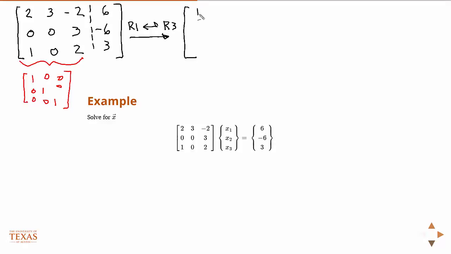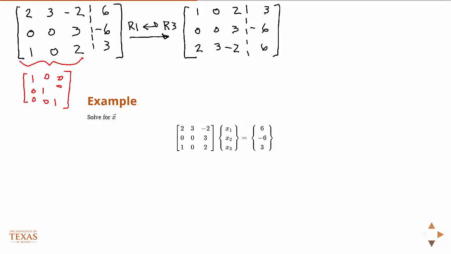And the result will be 1, 0, 2, 3, 0, 0, 3, minus 6, 2, 3, minus 2, 6. All right. I actually haven't worked the solution out in my notes, so don't let me make a mistake. So we're doing this live. All right.